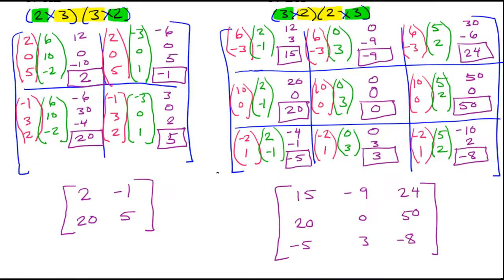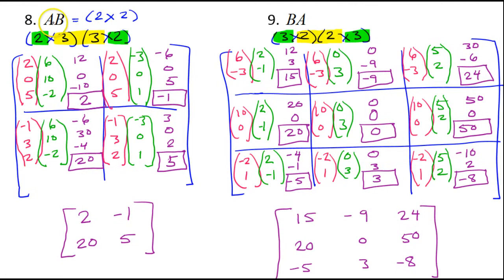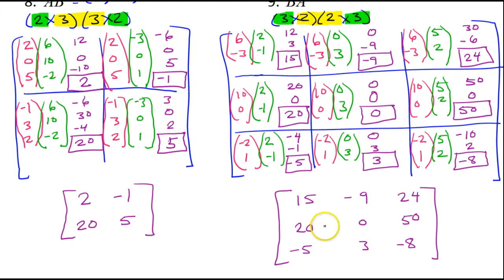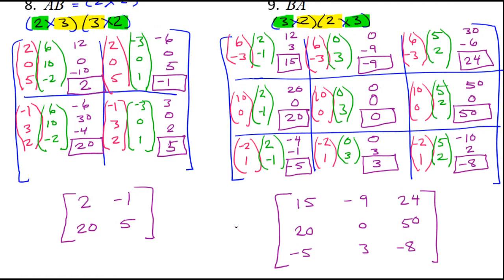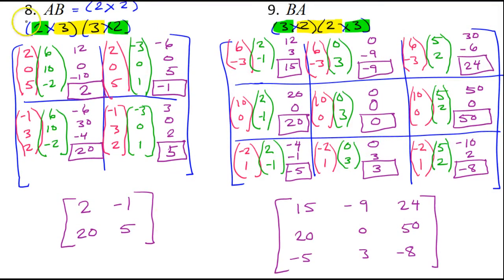So notice, one more time, we multiplied A times B, and this is the answer that we got. Then we multiplied B times A, and this is the answer we got. Not only are the numbers different, but the dimensions aren't even the same. So in other words, matrix multiplication is not commutative. When you were dealing with real numbers, 3 times 5, 5 times 3, they're both going to give you 15. Not so with matrix multiplication.